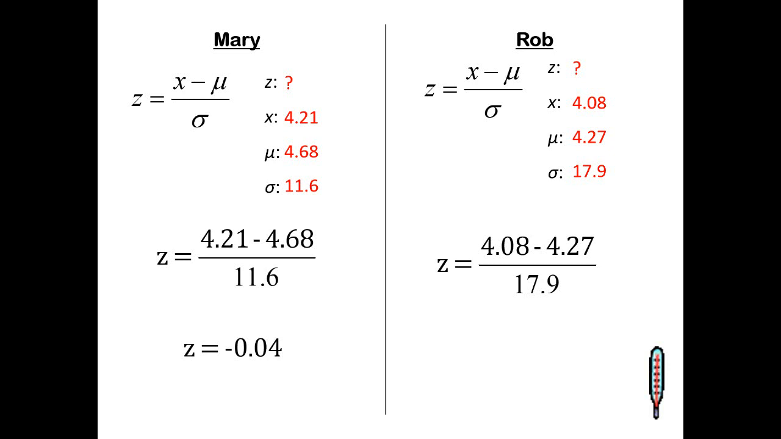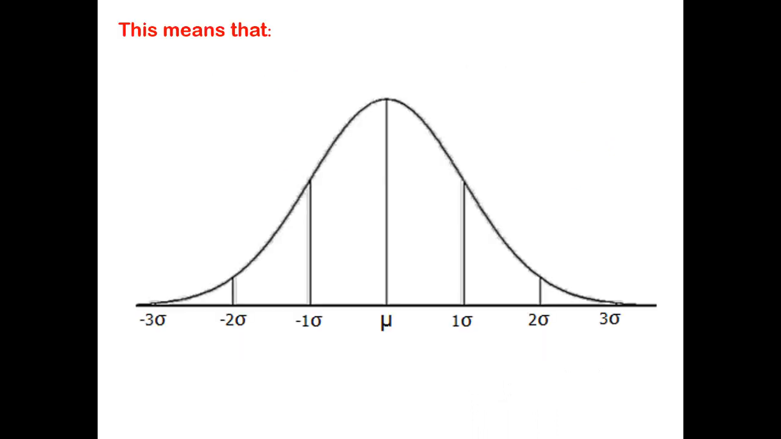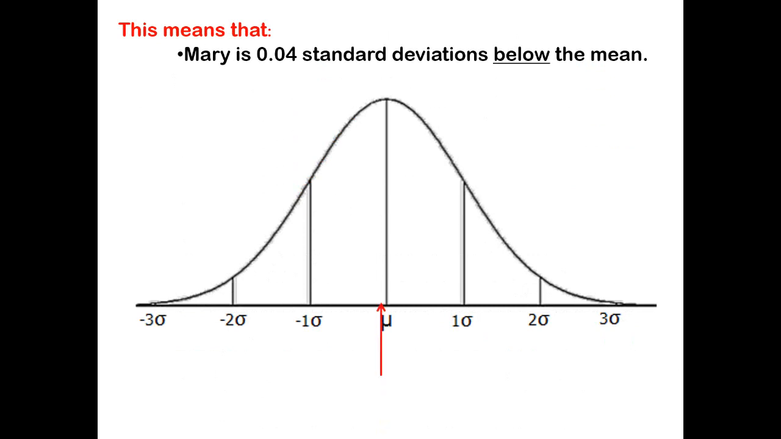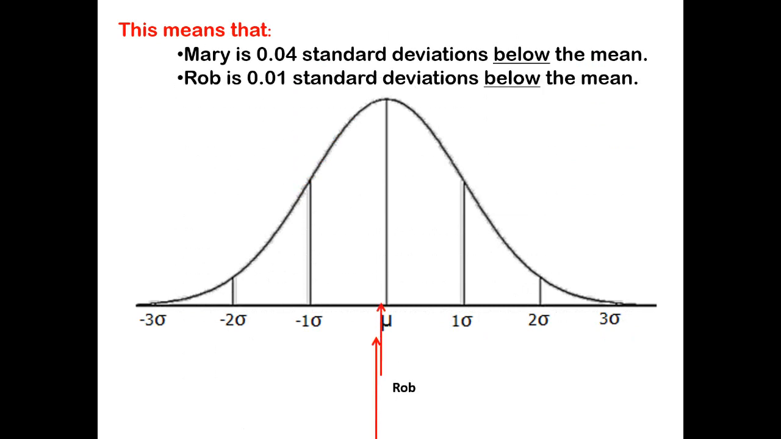The men's division had a mean of 4.27, but a higher standard deviation of 17.9. So when we calculate out Rob's, we find that he was 0.01 standard deviations to the left of the mean. So Mary was 0.04 standard deviations below the mean. Rob was 0.01 standard deviations below the mean.